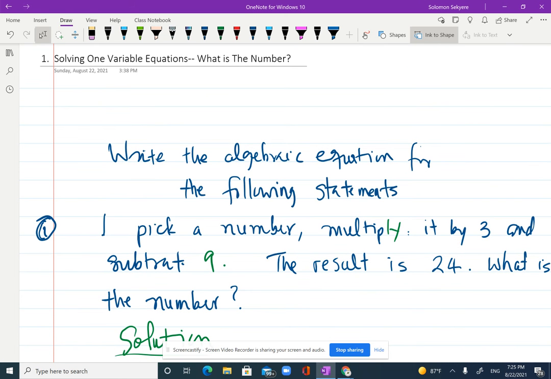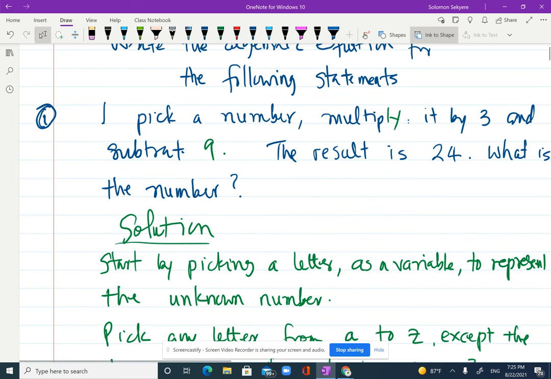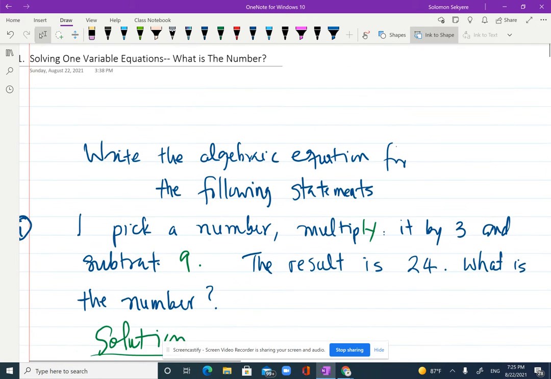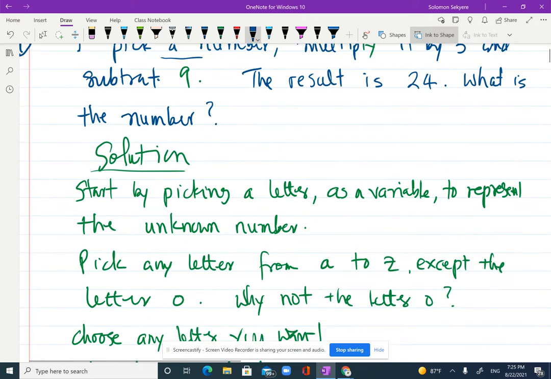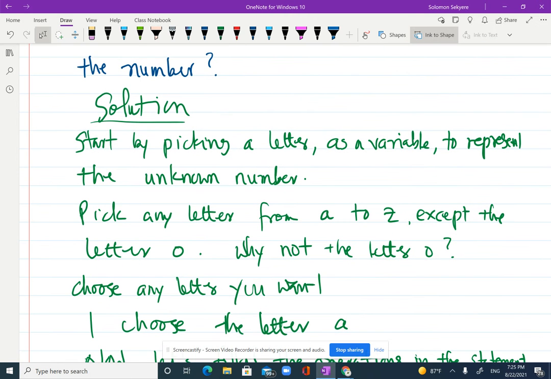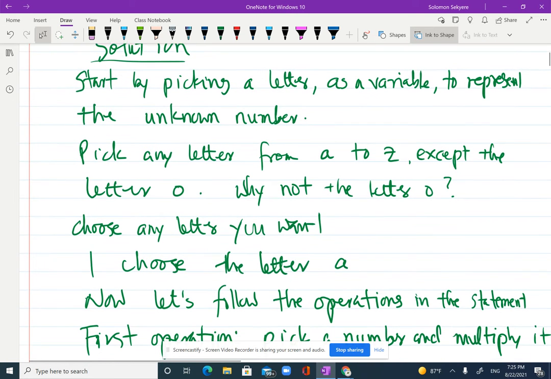We are going to do an introduction to algebra, solving one variable equations. Suppose I pick a number, multiply it by 3, and subtract 9. The result is 24. What is the number? We have to solve this puzzle.